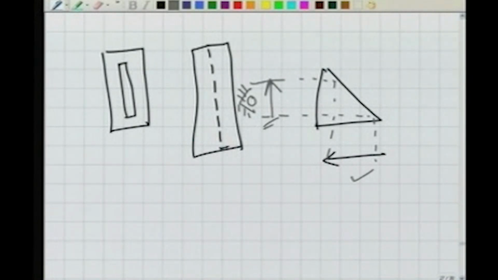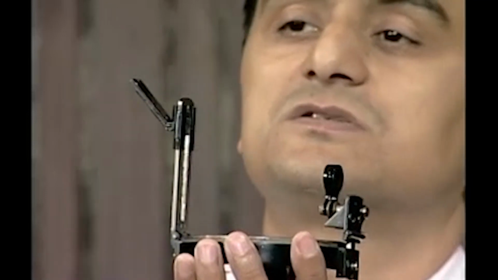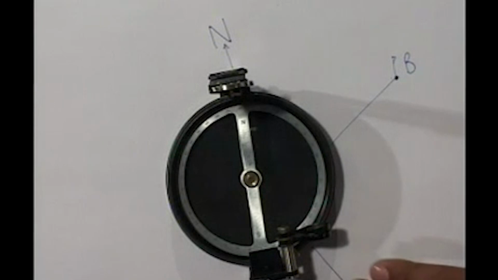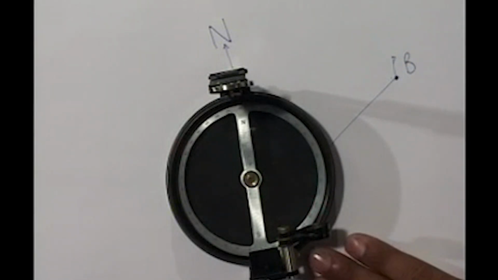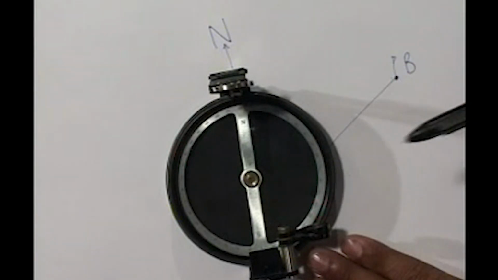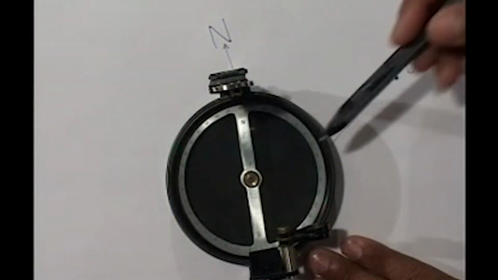Now we will see what this circle is like. Here we are looking into the construction of the prismatic compass, and here you can see the body of the prismatic compass. The important thing about it is the graduated circle.